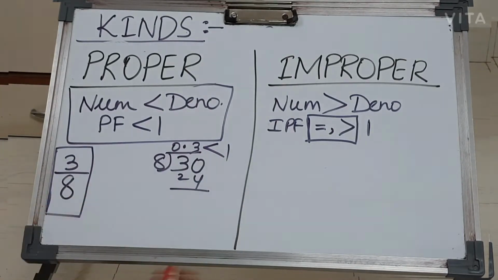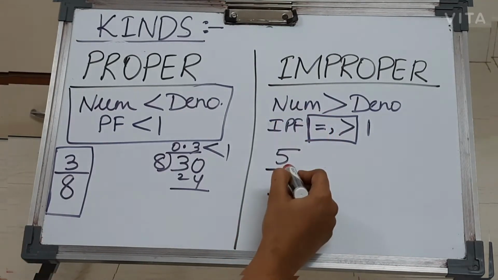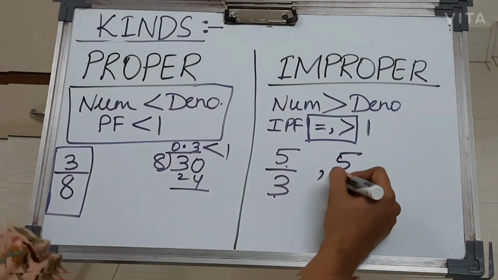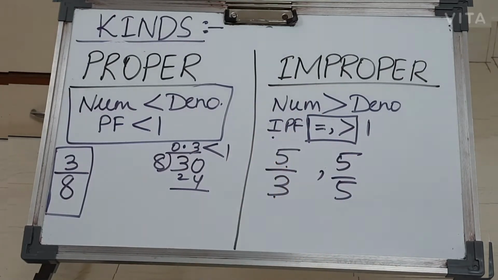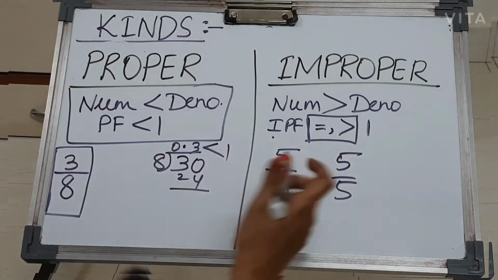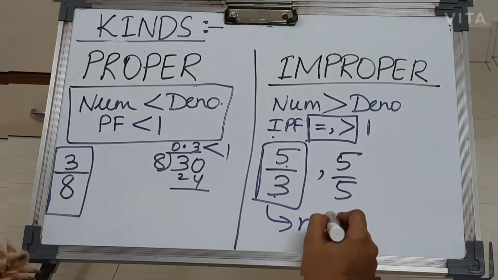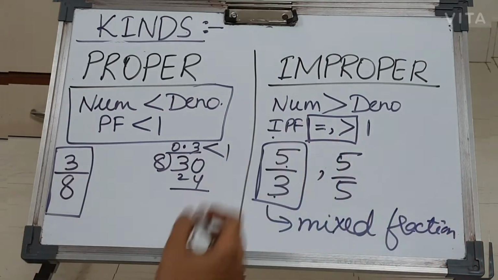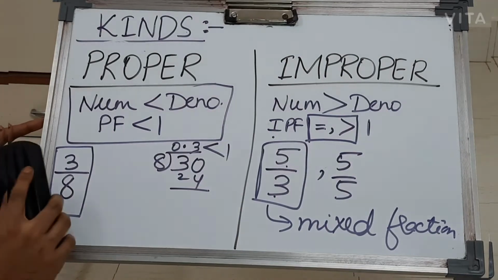Now what about an improper fraction? Suppose I take 5 by 3. That is, the numerator is greater than the denominator. And 5 by 5 also comes under the improper fraction. Now the most important thing here is that an improper fraction can be converted into a mixed fraction. That is the other type of fraction. Now I will show how we convert an improper fraction into a mixed fraction.